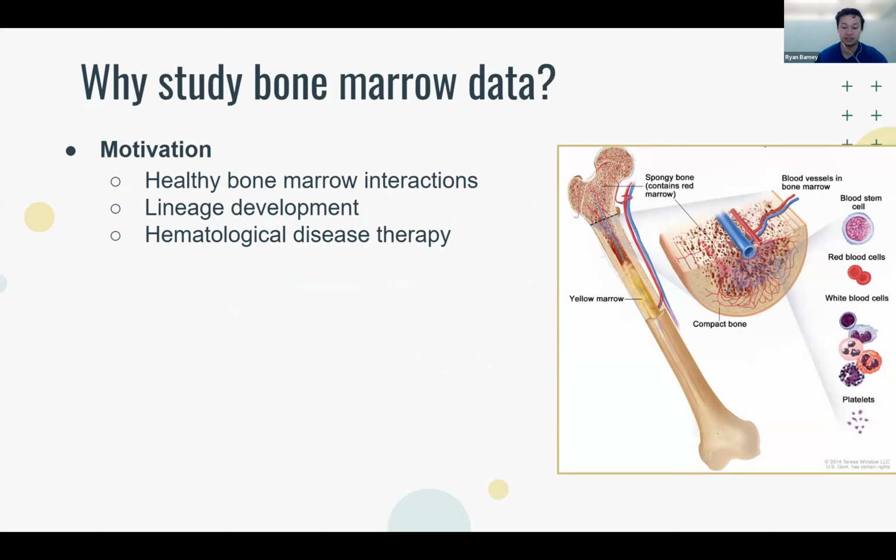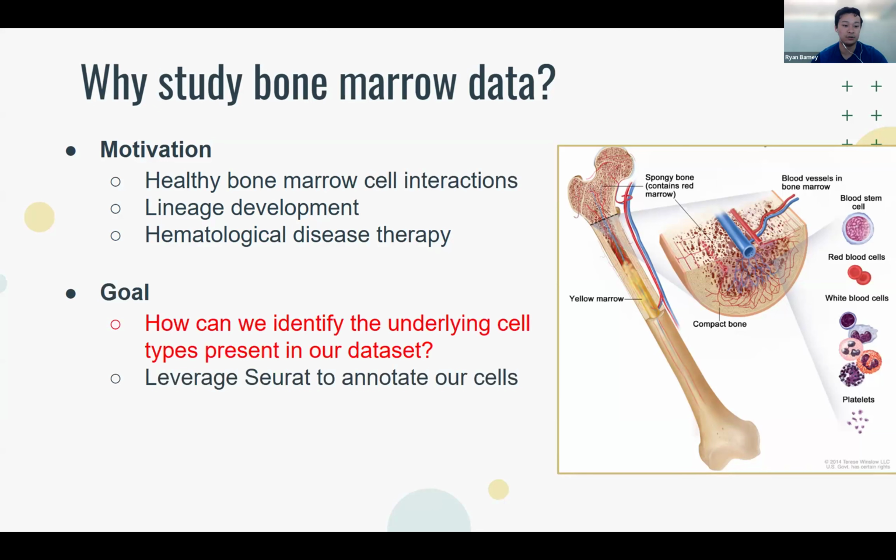It's interesting because this is a healthy patient, so it might be interesting to see how healthy bone marrow communities and functions might look. It's also helpful to observe lineage development, where it could be interesting to see how cells transition between active states. Then naturally, there are a lot of hematological diseases, so it could be interesting to see how diseases might differ from healthy patients, and you can identify where those cell types might differ or how they're functioning differently. So overall, the question we want to answer is how can we identify the underlying cell types present in our data set, and we can leverage Seurat to do that.